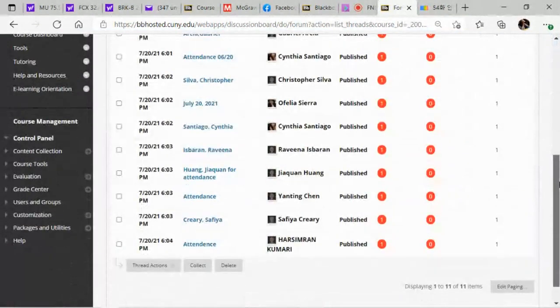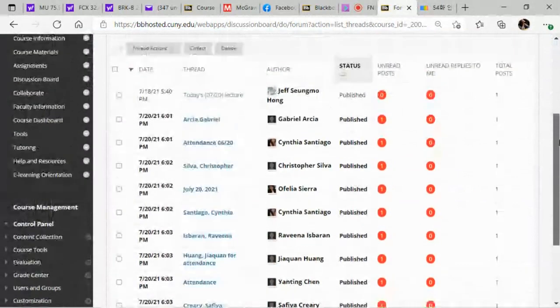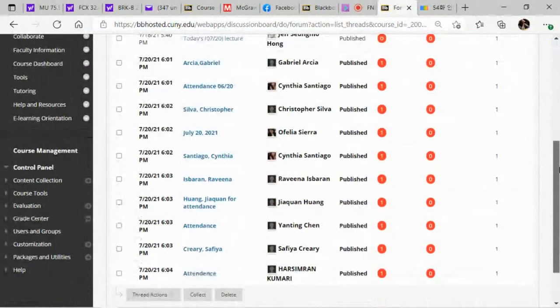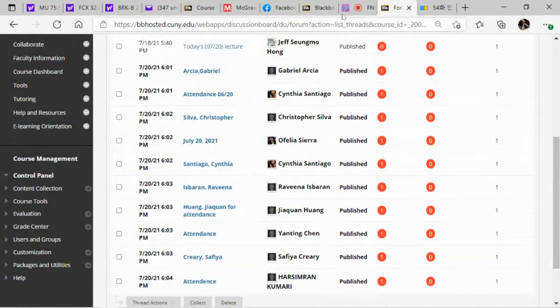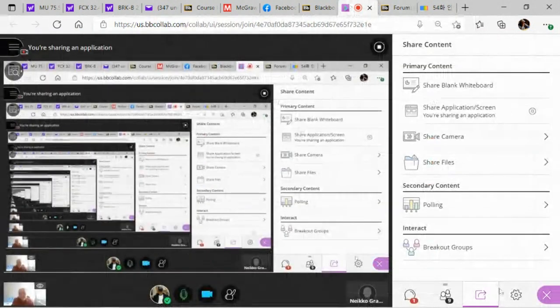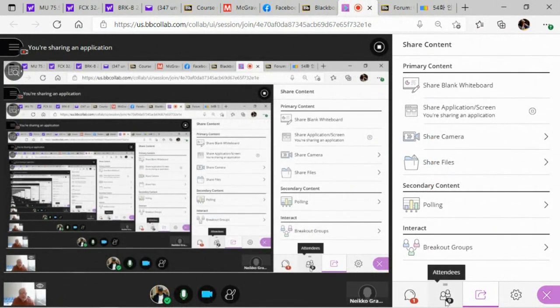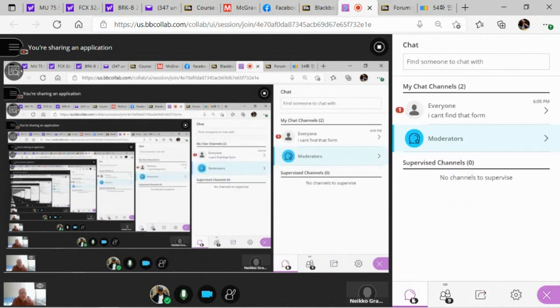I see there are already about 10 people. If there are 10 people that have signed in, then they should be on the Blackboard, and they should also be on the Collaborate. But somehow I don't see all of these people in the Collaborate. I see 9 people.